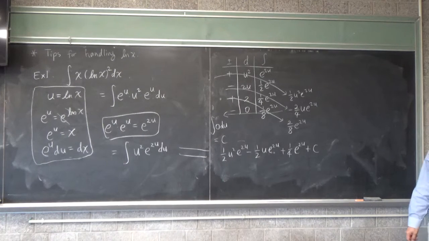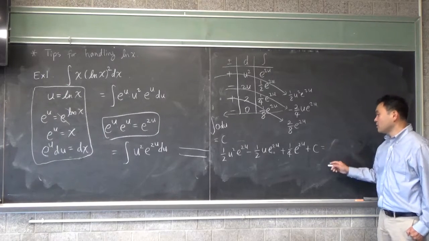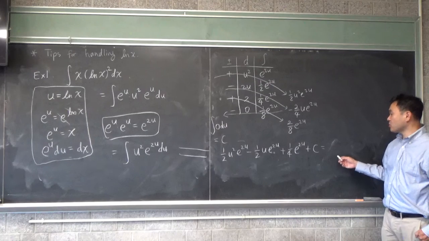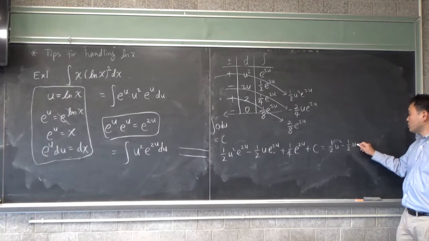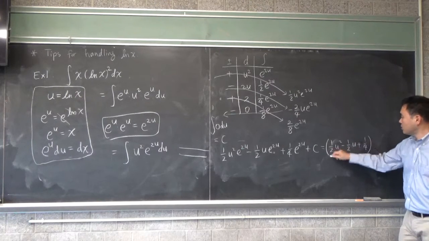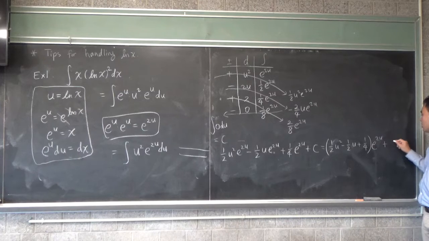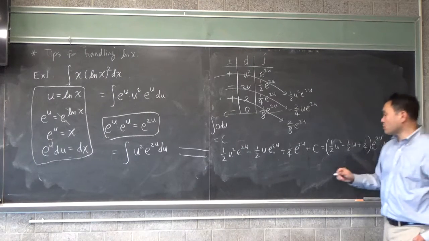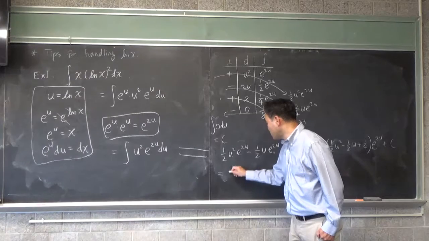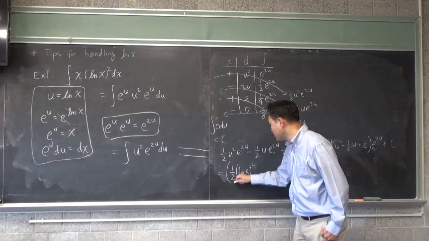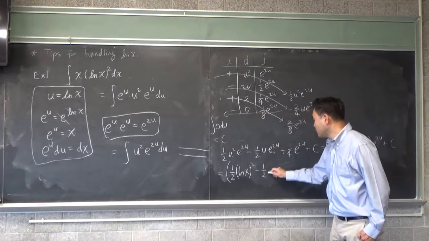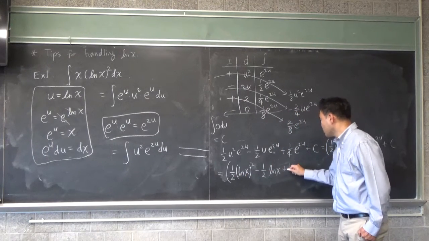And this is still not an answer. Why? You have to plug it in. But it's better to factor e to the 2u first. So it's (1/2 u squared minus 1/2 u plus 1/4) e to the 2u plus c. And now we plug in u is ln of x, so it should be (1/2 (ln x) squared minus 1/2 ln x plus 1/4).